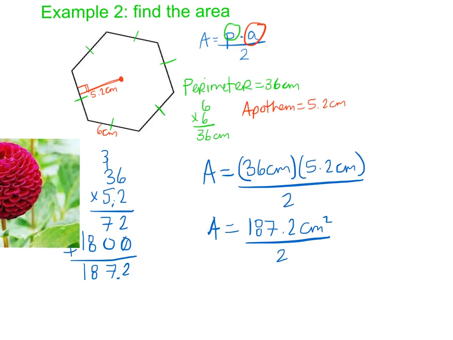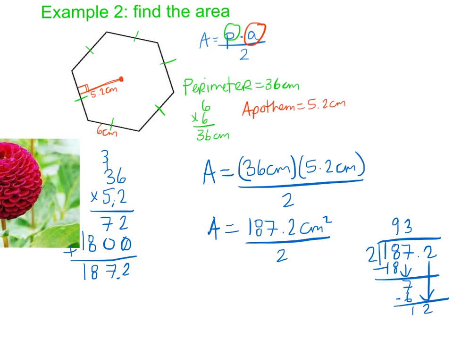Well, now there's some more math. Now I need to do this division. I'm going to take 187.2 and cut that in half. Now 2 can fit into 18 9 times, and it has a remainder of 0, so I'll bring down my 7. 2 can fit into 7 3 times, the remainder of 1, and 2 can fit into 12 6 times, and that's got a remainder of 0. That means my area is 93.6 centimeters squared.